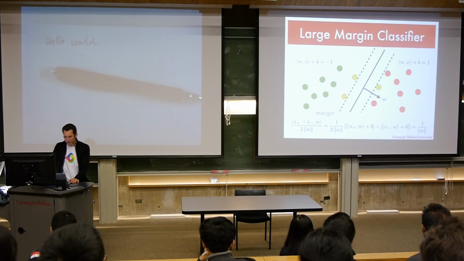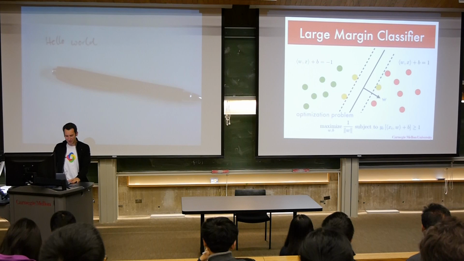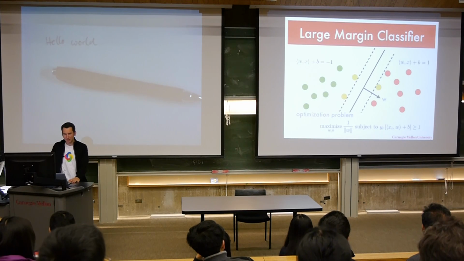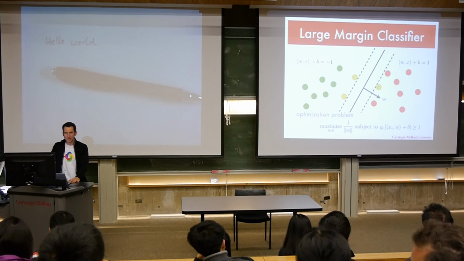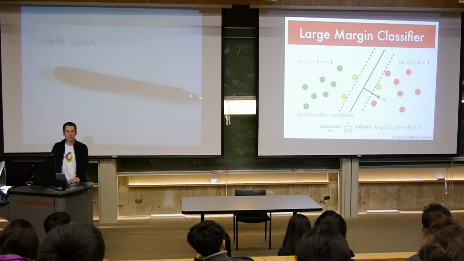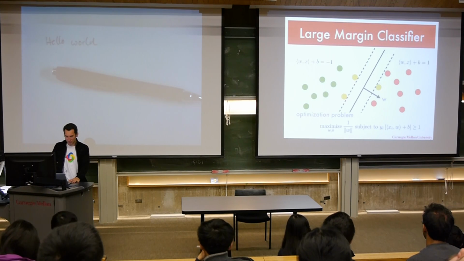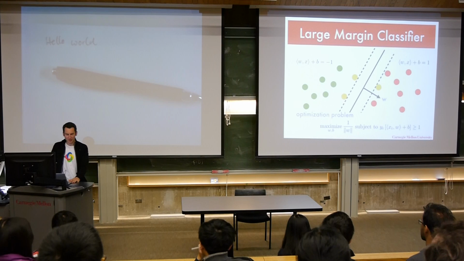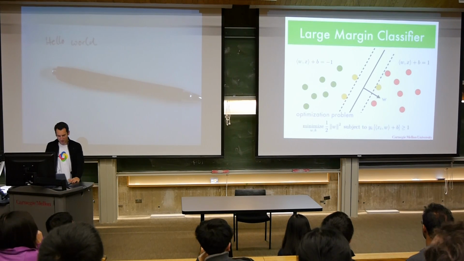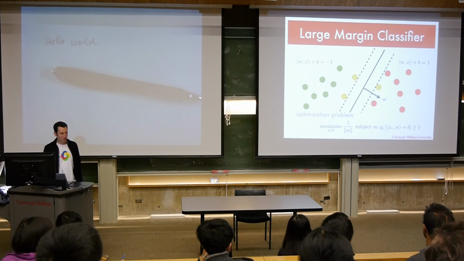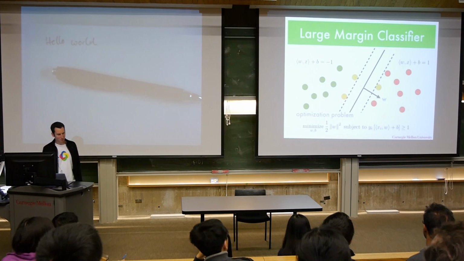So therefore, I can write out an optimization problem which is maximize 1 over the norm of w over w and b subject to this linear constraint. Is this a convex program? No, but I can turn it into a convex program by modifying it slightly. The only modification is this one here, that I switch 1 over the norm of W to 1/2 norm of W squared.